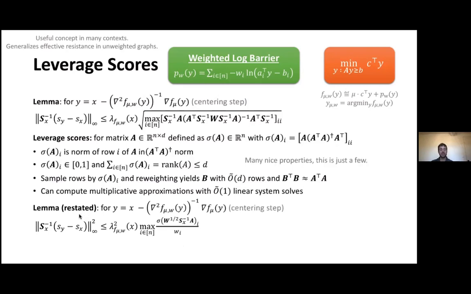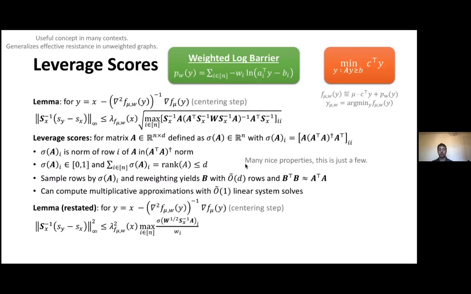And the reason I define it is as follows. You can restate this lemma as saying that if you want to bound the multiplicative change when you take one of these steps, you can upper bound it by the Newton decrement times the largest ratio of the leverage score of row i, when you rescale the rows of A by the square root of the weights and the inverse of the slacks, and compare that to the weight itself. All right, so that's just a re-expressing of this, by multiplying by W^(1/2) and dividing by W.